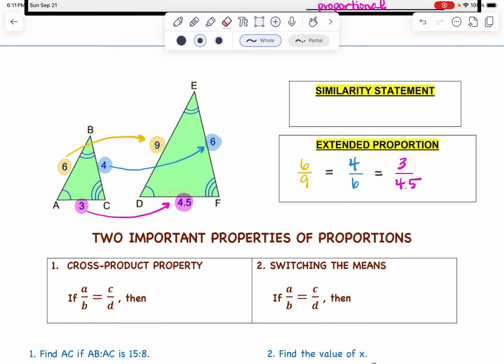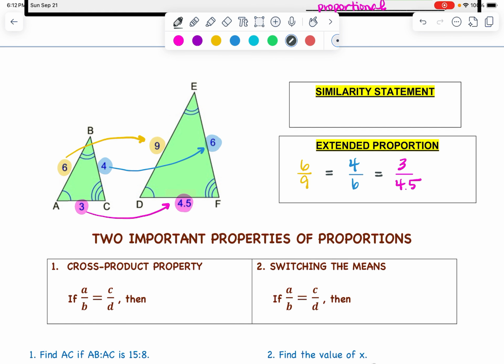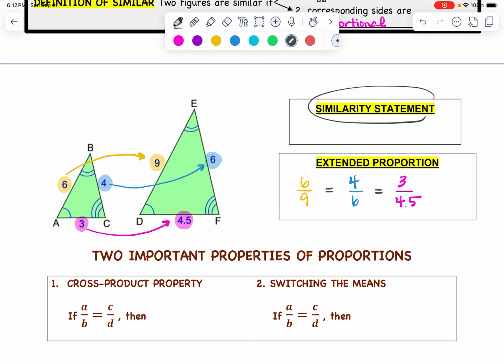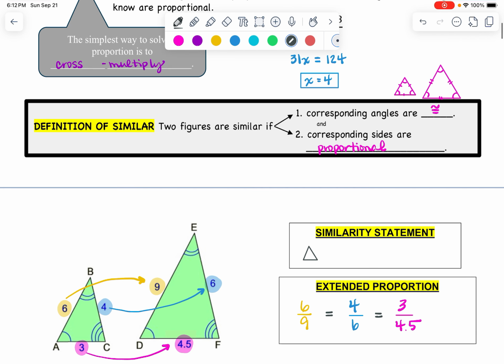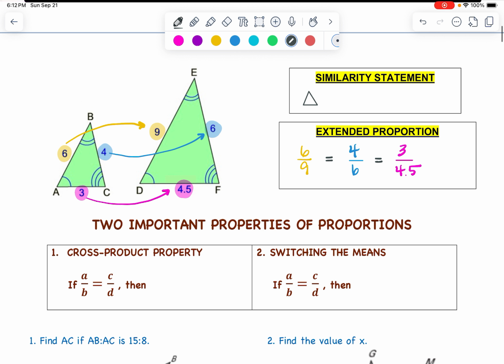Okay, so these are definitely similar figures because the corresponding angles are congruent and their corresponding sides are proportional, which means we can write a similarity statement, which basically says, oh, okay, well, it definitely matches that definition of similar that we just talked about right there. So I'm going to say that triangle ABC is similar to, and that's this symbol right here. Okay, so this is our similarity symbol.